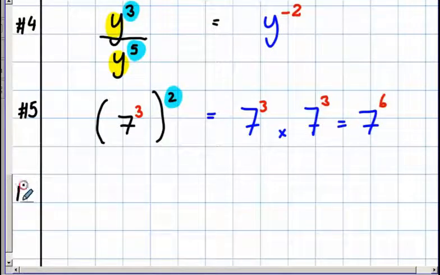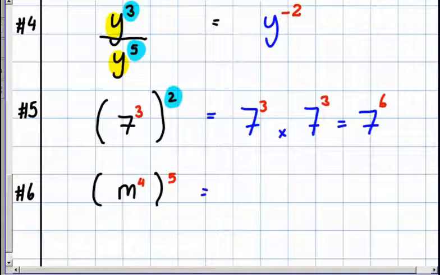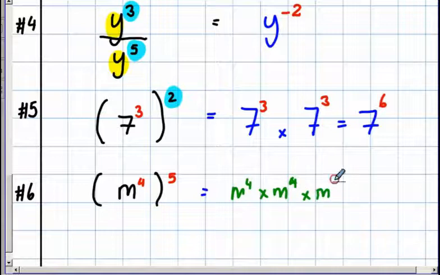Go through one more example, hopefully explain the bracket a bit better. Here you go. We'll use a letter again. m to the power of 4, all to the power of 5. Well, I could, don't write this out, boys and girls, write out m to the power of 4 times m to the power of 4, five times, and then add up the powers. 4 add 4 is 8, add 4, 12, add 4 is 16, add 4 is 20.